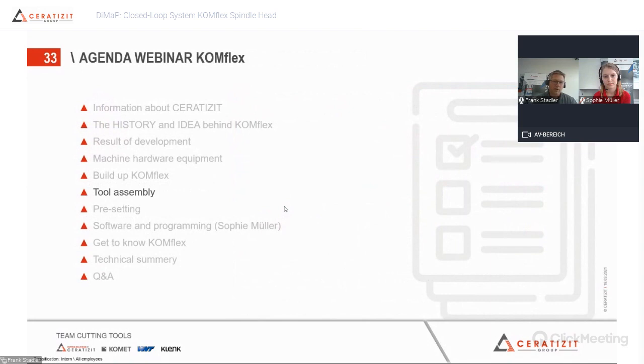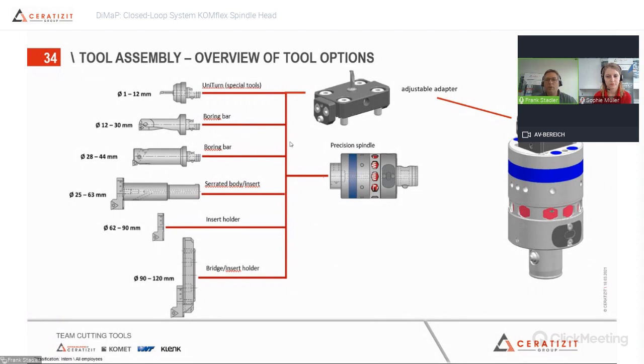Now to the tool structure. A wide variety of tools from a large tool portfolio can be used. Adjustable cutting edge supports are an advantage to enable a comfortable setup of the system. There are various adjustable adapters for small boring steels.